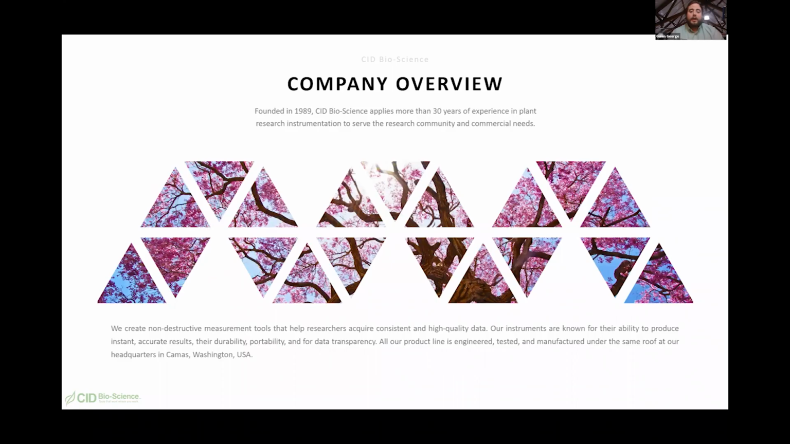So our company, CID Bioscience, has more than 30 years of experience in plant research and instrumentation. Our mission is to serve the research community and any commercial needs in the agriculture sector, in the forestry sector, ecology, and many more. You'll see there's a lot of different applications for the CI 110.